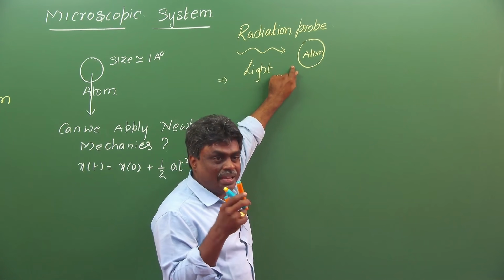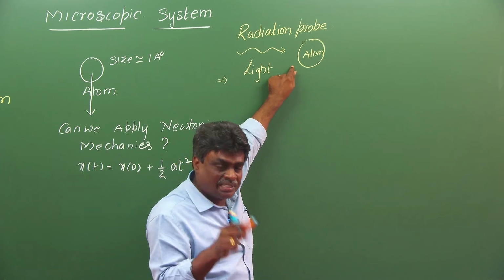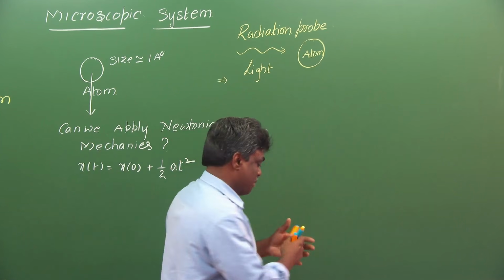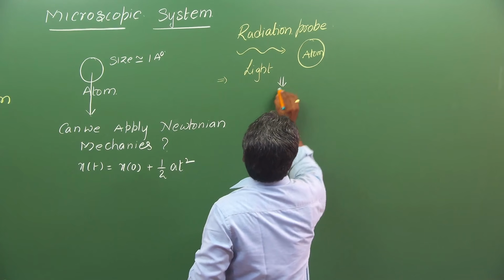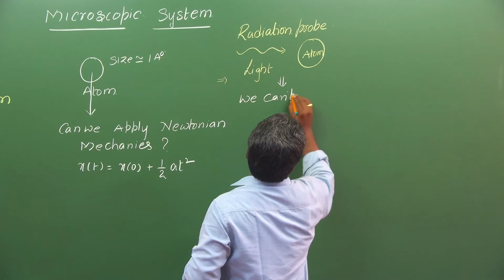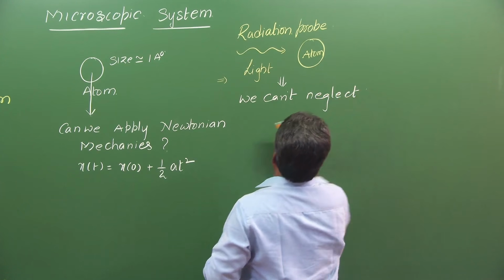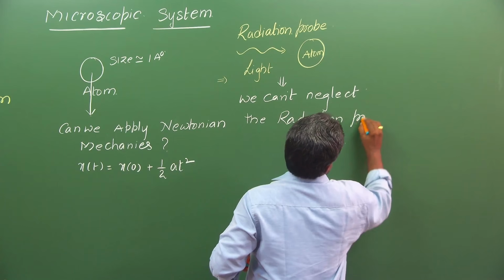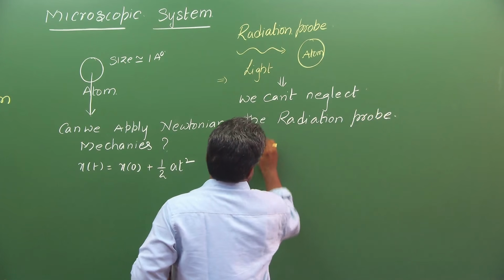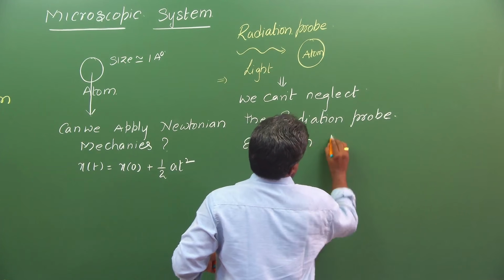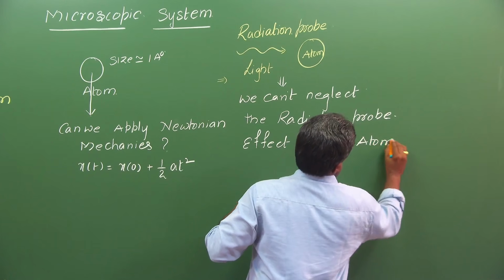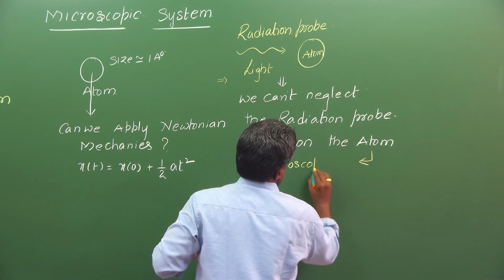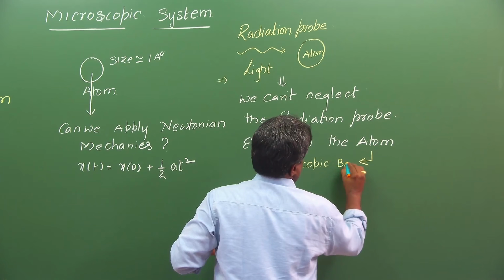That's why here we cannot neglect the radiation probe effect on the atoms. Is that clear? Yes. One minute. So here we cannot neglect the radiation probe effect on the atom. And atom means, especially, what is this? It's a microscopic body or system, whatever it is.